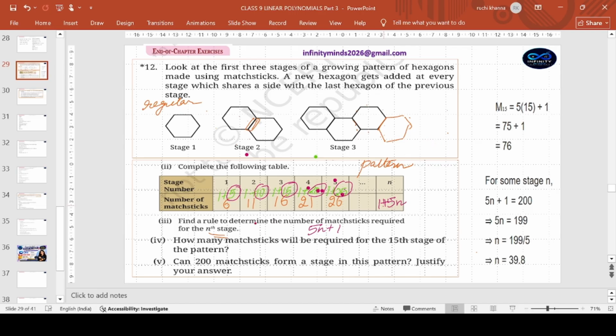Let's complete the question. How many matchsticks will be required? 15 sets. So n takes the value 15. 5 times 15 is 75, plus 1. 76 matchsticks will be needed. Yes, this is a good one.